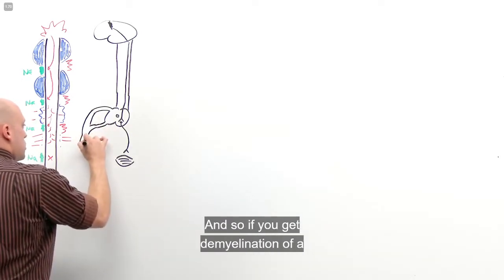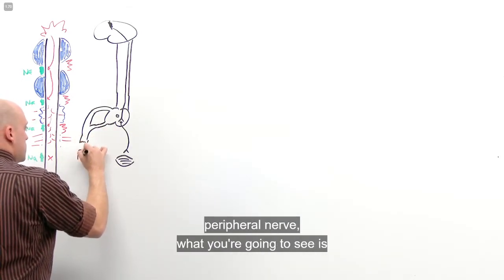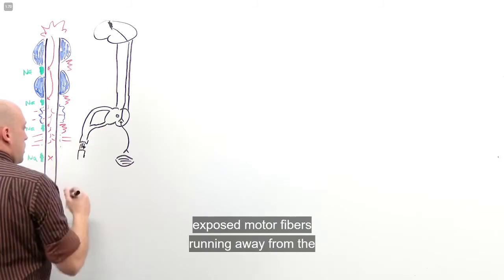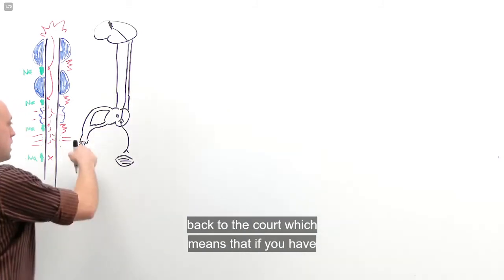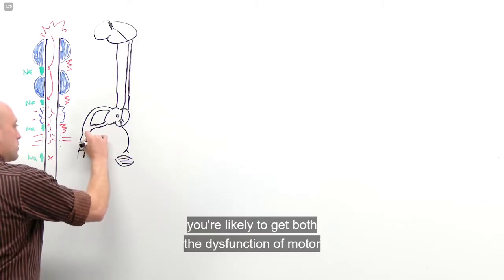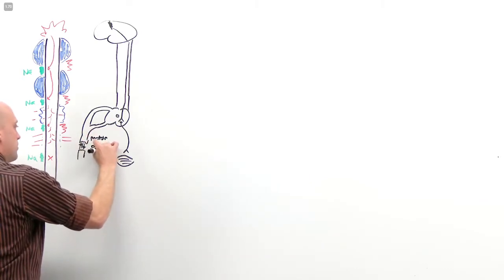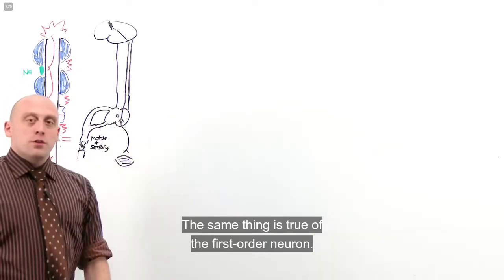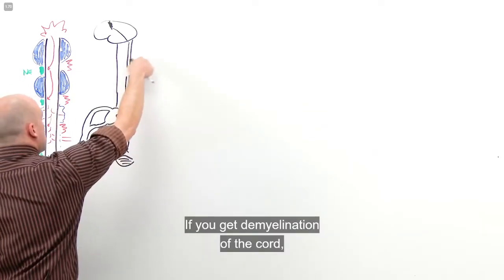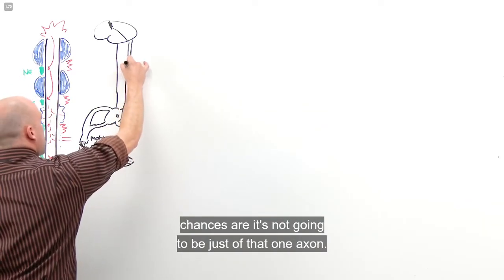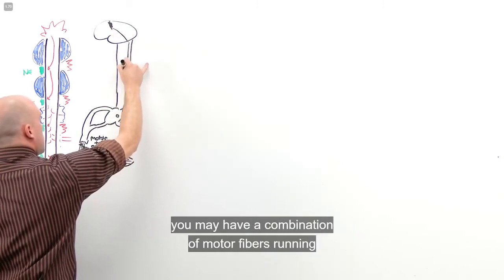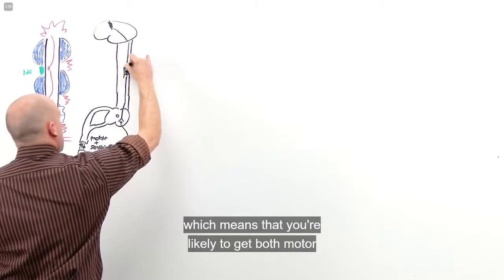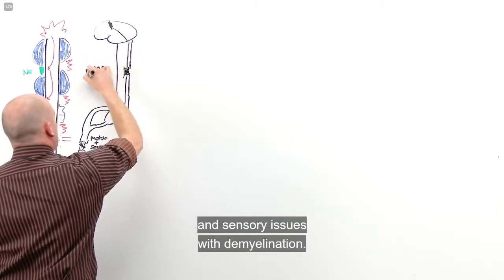And so if you get demyelination of a peripheral nerve, what you're going to see is exposed motor fibers running away from the spinal cord and exposed sensory fibers heading back to the cord, which means that if you have demyelination of a peripheral nerve, you're likely to get both a dysfunction of motor and sensory. The same thing is true of the first order neuron. If you get demyelination of the cord, chances are it's not going to be just of that one axon. So if you have exposed, especially higher up in the brain where things start to cross, you may have a combination of motor fibers running down and sensory fibers moving up, which means that you're likely to get both motor and sensory issues with demyelination.